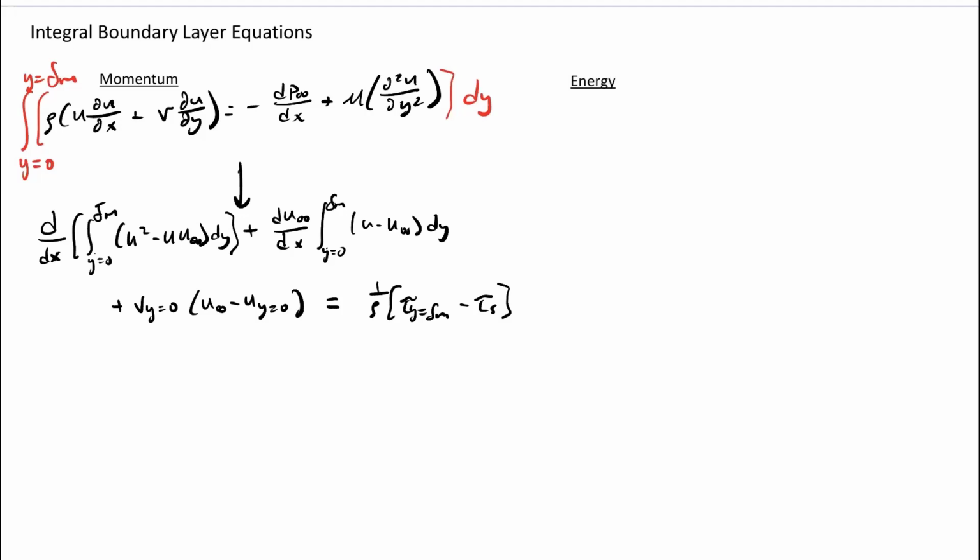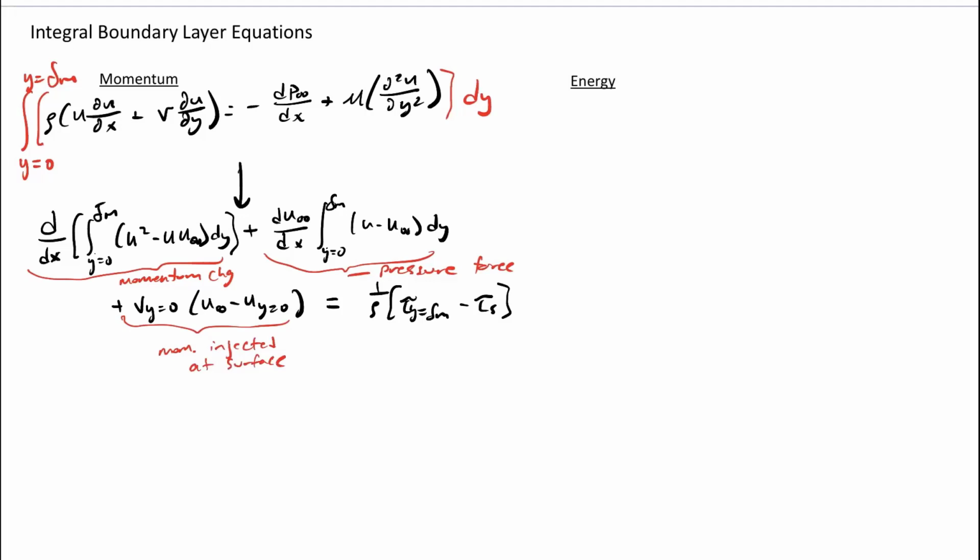I could just label these terms a little bit so you can see where each of these becomes useful. So this is our momentum change. This is our pressure force. This here is momentum injected at surface. And this over here is our shear force.